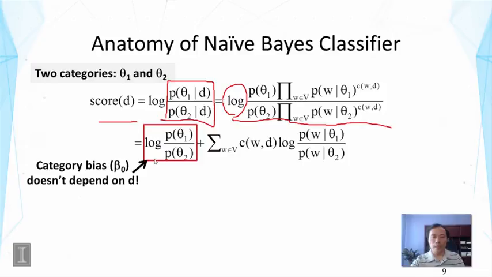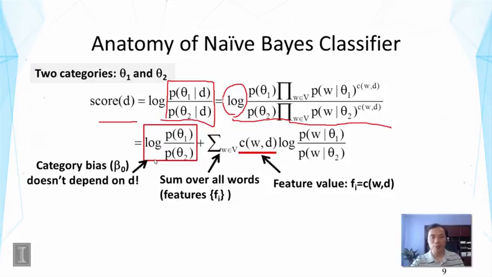So the second part has a sum of all the words. Right? So these are the words that are observed in the document, but in general we can consider all the words in the vocabulary. So here we're going to collect the evidence about which category is more likely. Right? So inside the sum you can see there is a product of two things.